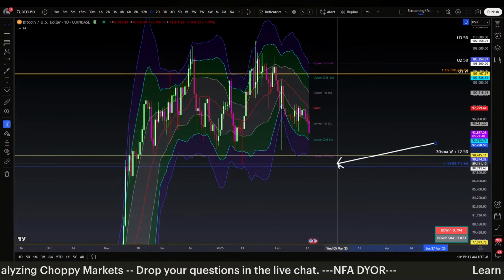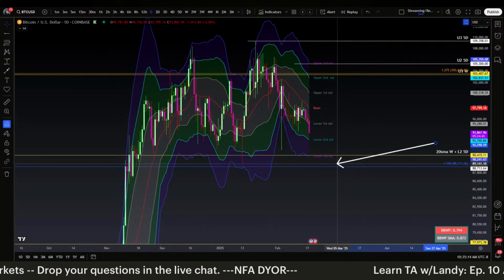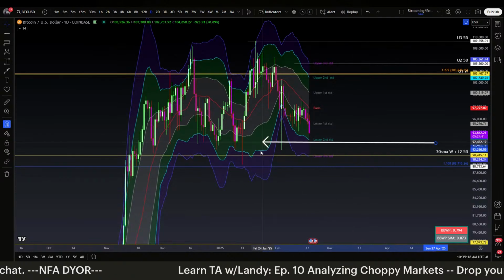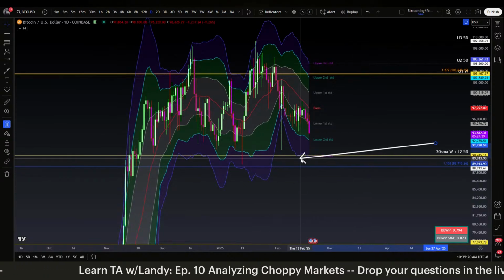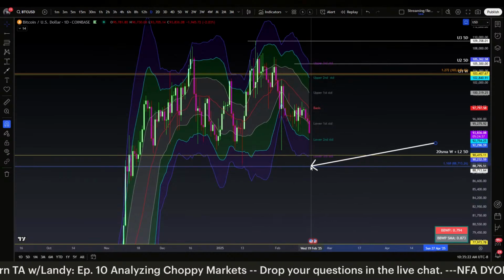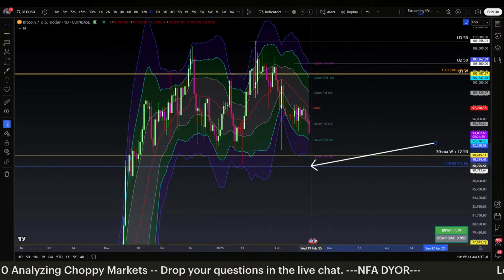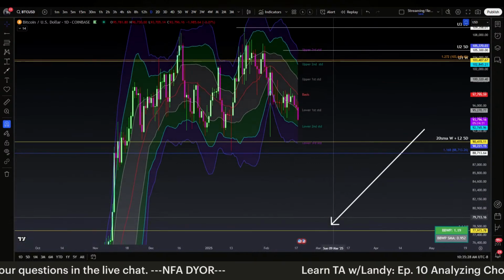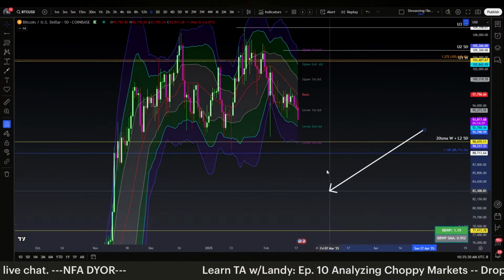And if lost, especially on the daily and higher timeframes, we're looking for further expansion to the downside. So this is a critical level that Bitcoin is holding support at. If it's lost, it's probably going in for a retest of the other range, right? That Bitcoin moved up from.